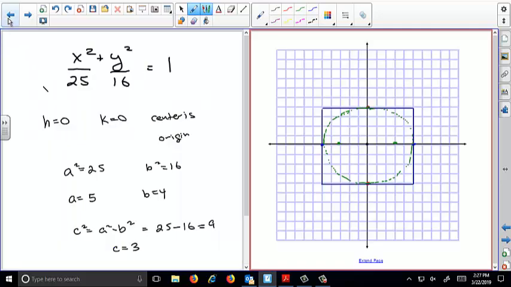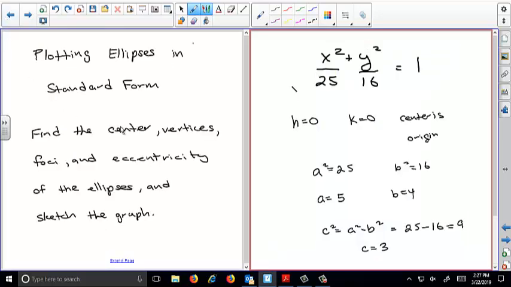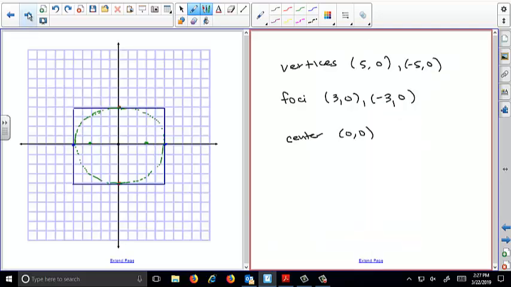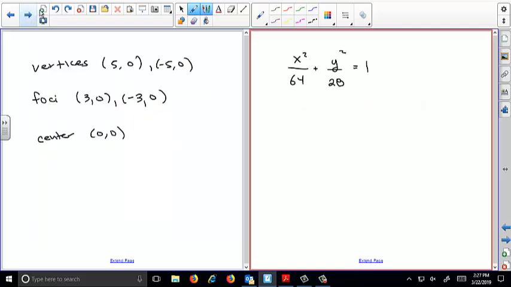So I think we've done everything. We kind of did it in different order. Find the center, vertices, foci, and eccentricity of the ellipse. Sketch the graph. So we found the center, sketched the graph, found the vertices, and we also could do the eccentricity. But you need the C value to figure out this. You don't need C to figure out the vertices. You do need it to figure out the foci, focus point. Okay, let's look at another one.